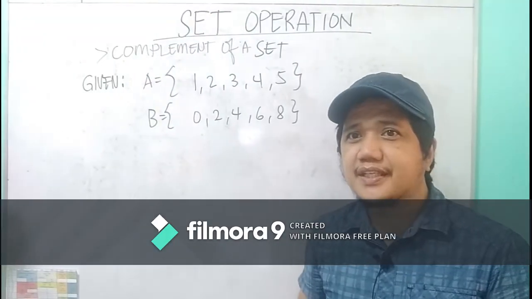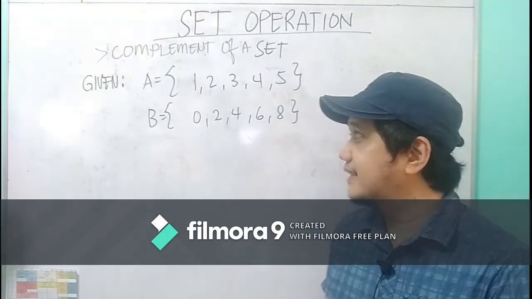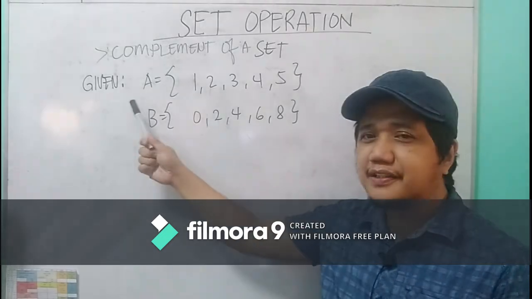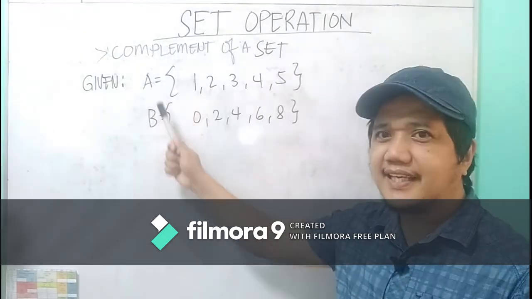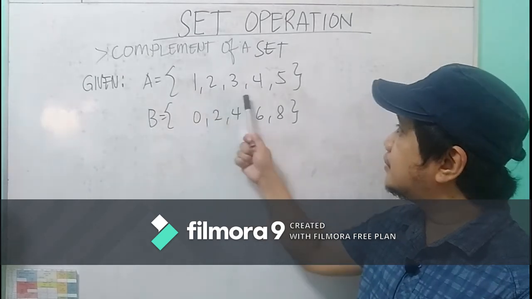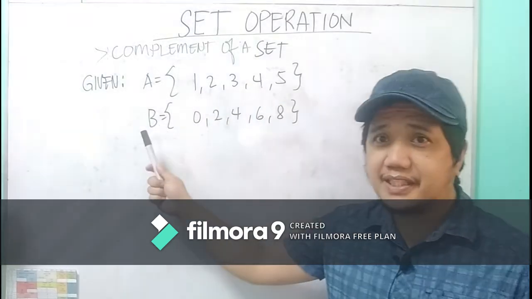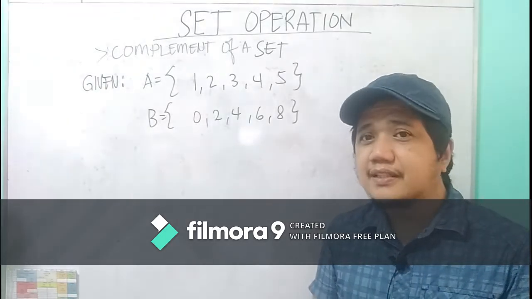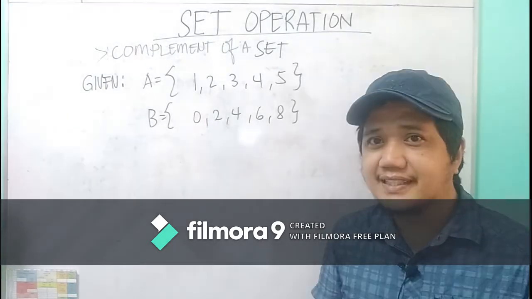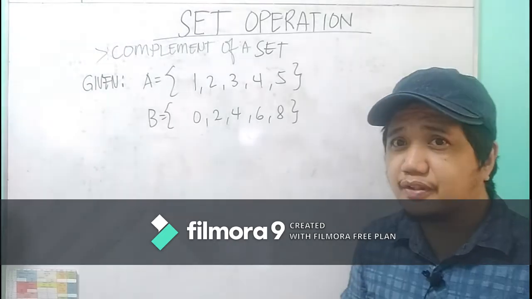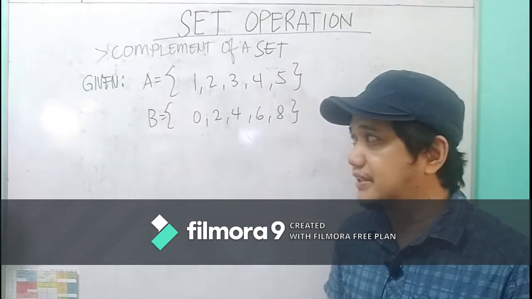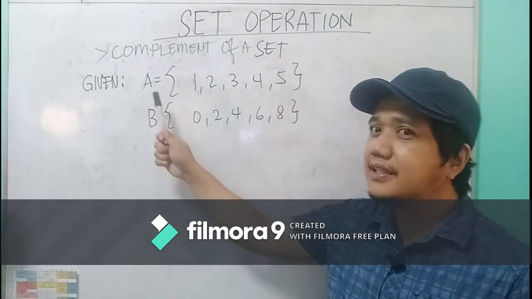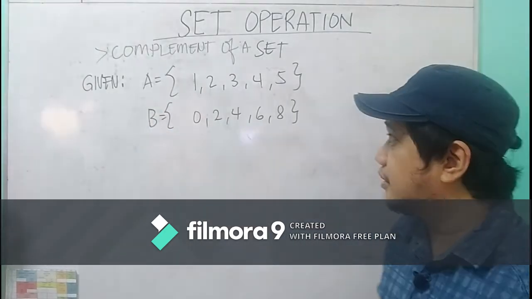The next operation is the complement of a set. Again, given on the board are sets A and B. For set A, we have 1, 2, 3, 4, 5, and for set B, we have 0, 2, 4, 6, and 8. First, we need to have the universal set. What are we going to do in order for us to have the universal set? That is by combining the elements of A and the elements of B.